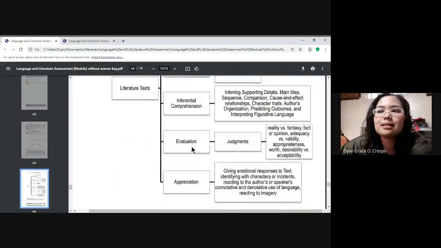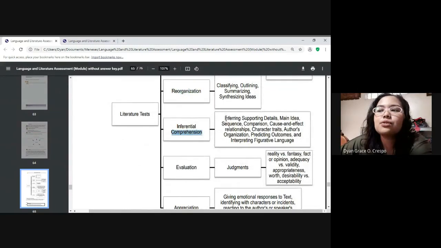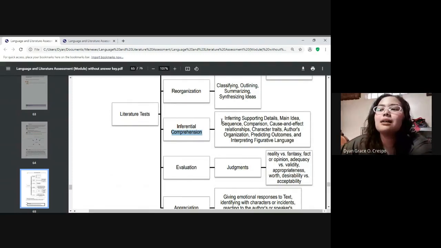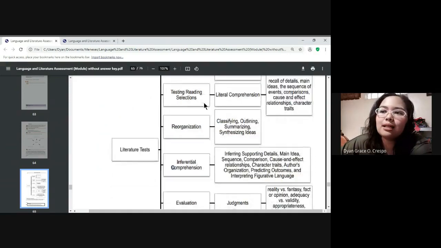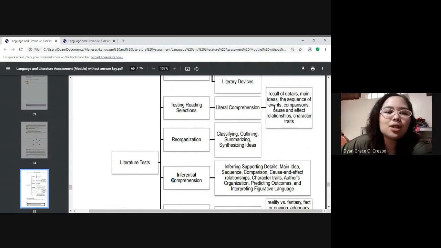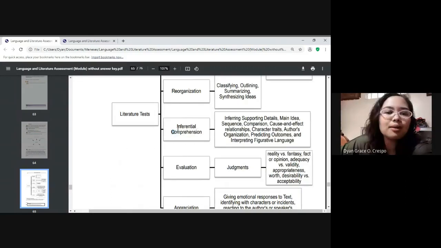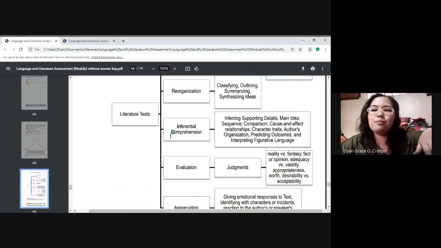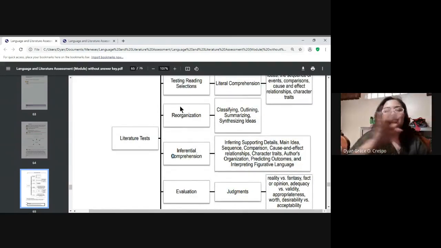Next is inferential comprehension. When you use this text, for example, main idea, comparison, cause and effect, relationship, character traits, author's organization. So that's inferential comprehension. Kung kanina dito sa testing reading selections, mas ano lang siya, kung ano yung naintindihan. But rather, ito naman is deeper ng konti. Kasi you will check, you will know what is the main thought? Bakit sinulat yun? Okay? So, what will happen next? Mas malalim siya compared dito sa testing reading selection, kasi mababaw lang siya dun, just the text.